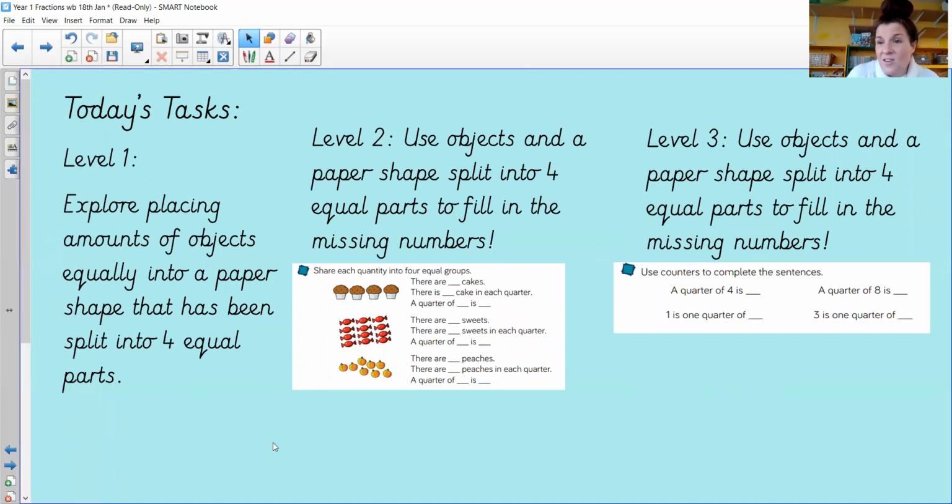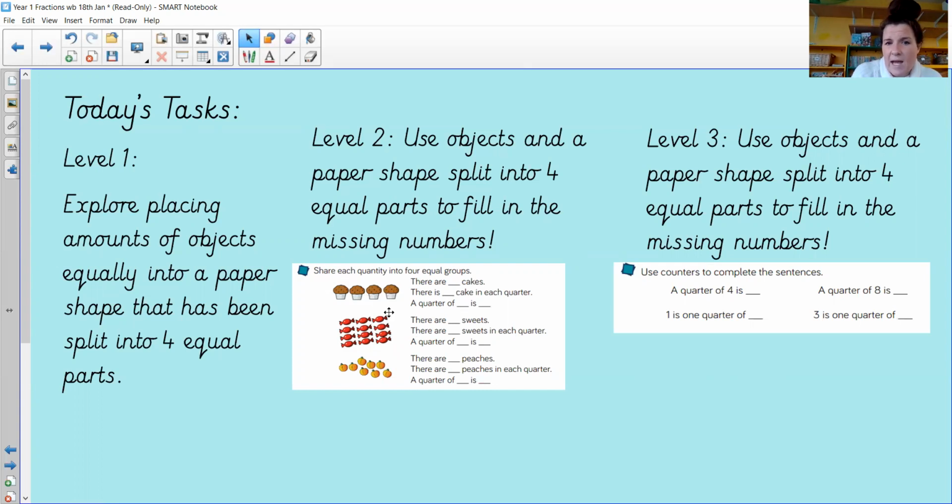Now, today's task, just a quick explanation of tasks. So level 1 today is to carry on exploring with 4 equal parts, getting a number of objects, and exploring putting those objects into 4 equal parts. And I really think it's important that you do spend a bit of time on that, because the more you see it, the more it makes sense. Okay, so when you've done that lots of times and you feel really happy that you can split amounts into 4 equal parts, then maybe have a little go at level 2, and you can keep your rectangle and your objects, and you can use them to work out the answers to these questions.